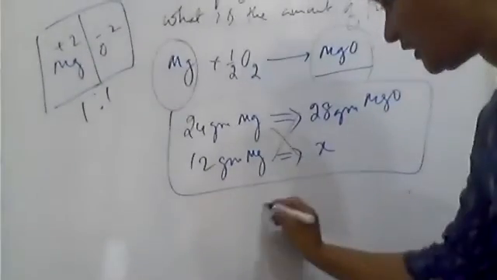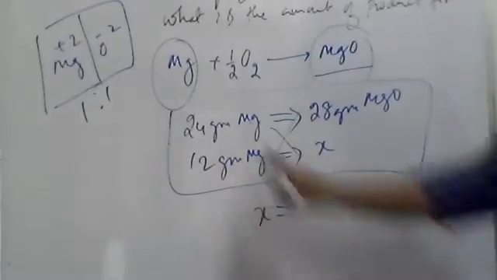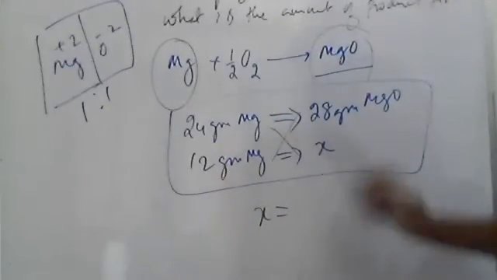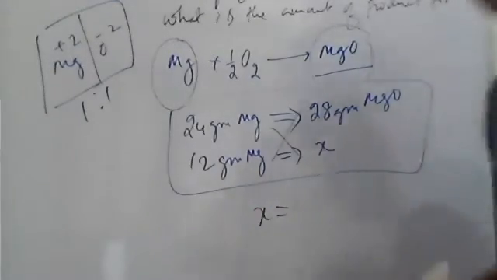Very simple. Tell the answer quickly. X is equal to... see there, X is equal to half. Half of 24 is 12, so half is done here; half of 28 is 16.